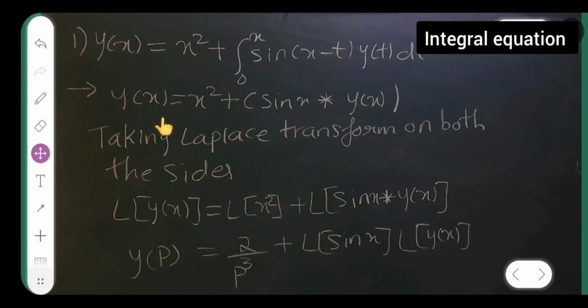Now I take Laplace transform on both sides. So Laplace of y of x is equal to Laplace of x square plus Laplace of sin x star y of x. I have taken Laplace on both sides. So what is Laplace of y of x?